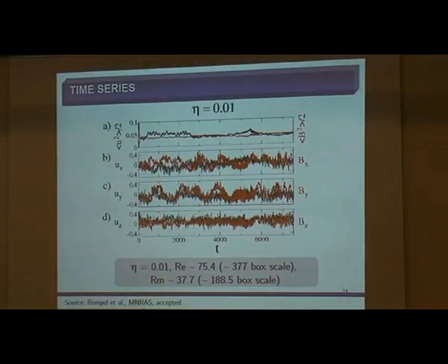Here you have a zero mean field. This is the components of the magnetic field. You have large scale fluctuations, but also small scale fluctuations. But intermittency is related to the large scale field. Yes, that's why I said.